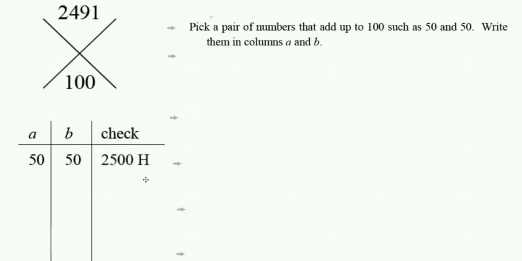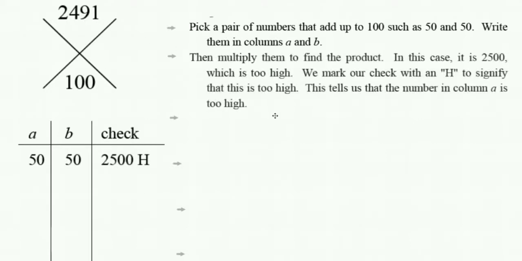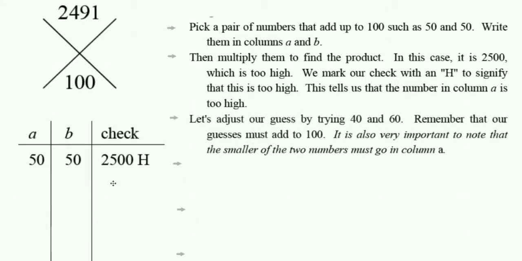You end up with 2,500, which is higher than 2,491. We mark our check with H to signify that it's too high. Then this tells us that the number in column A is too high. So what we do next is let's adjust our guess by trying 40 and 60. Remember that guesses must add to 100. Okay, so we have 40 and 60.